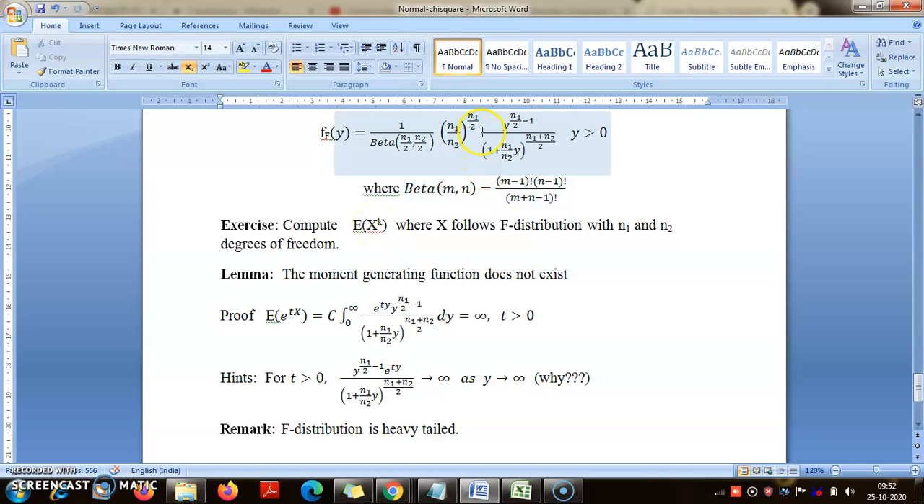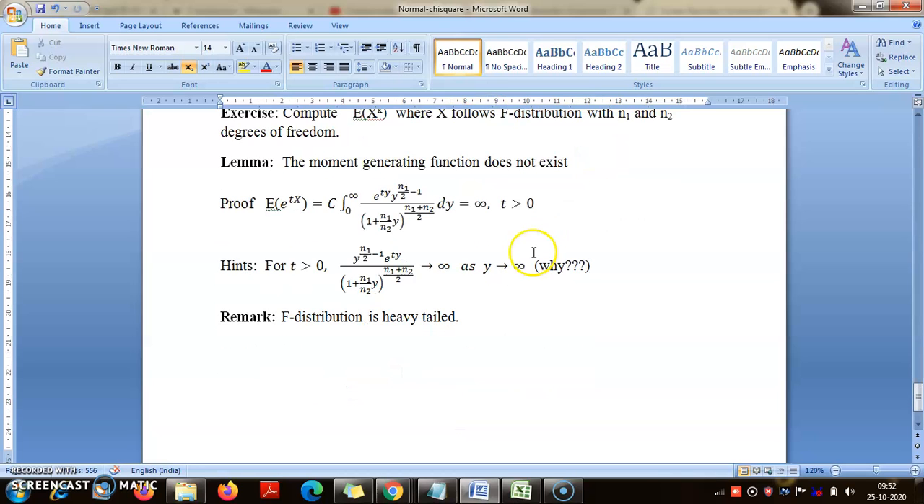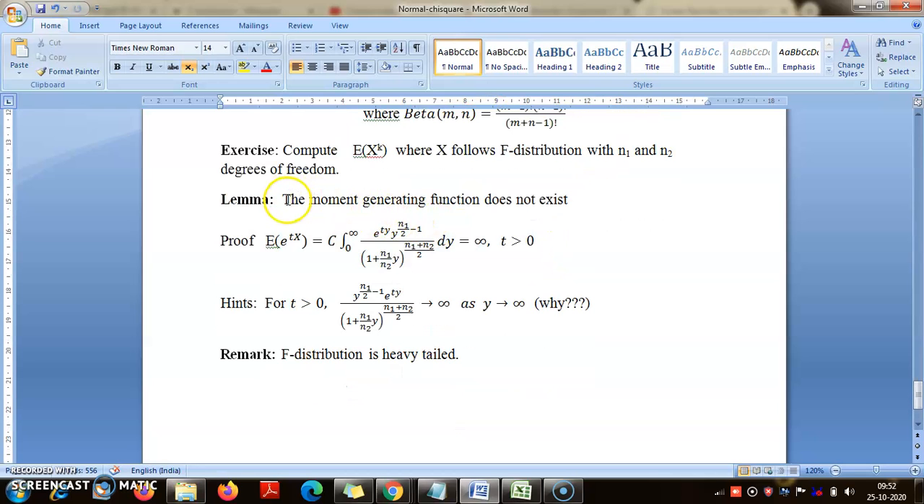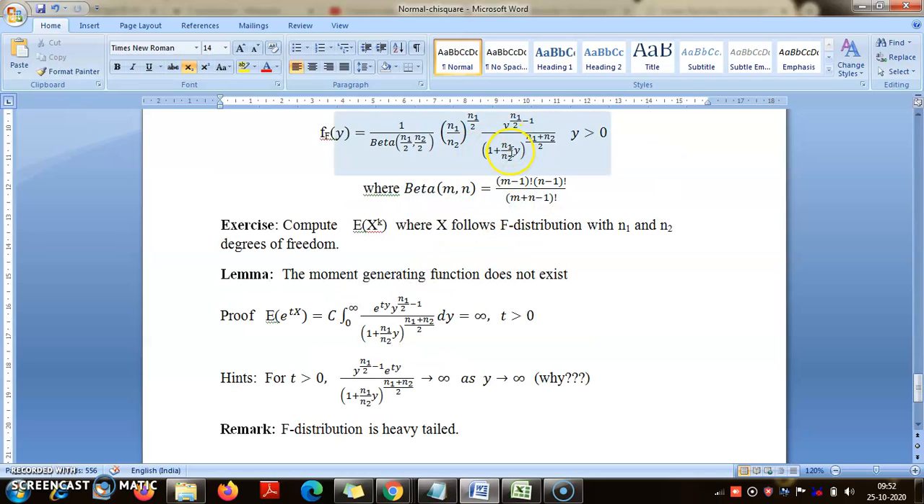I hope the computation will not be much trouble for you, because you will be integrating from 0 to infinity this function into y to the power k. What will change is that the power of y will be n1 by 2 plus k. Then you will get another beta function, but instead of n1 you will get n1 by 2 plus k, and n2 will be as it is, and then you have to do the simplification.